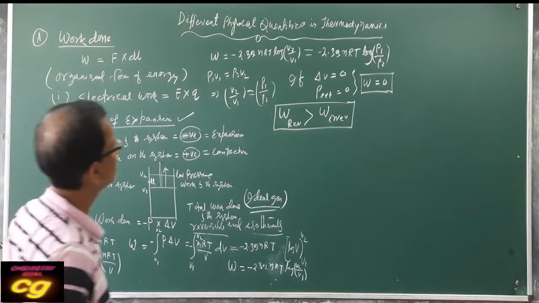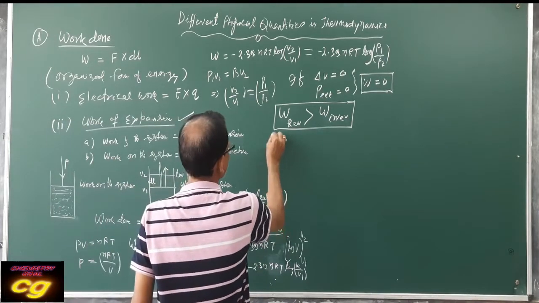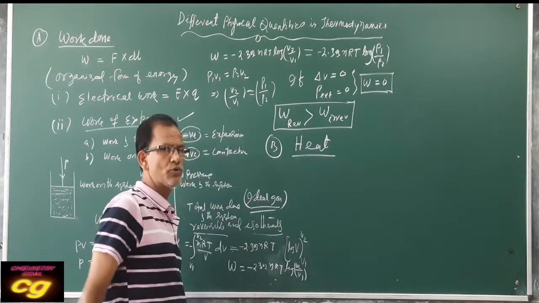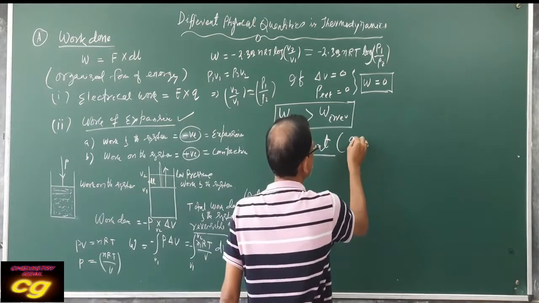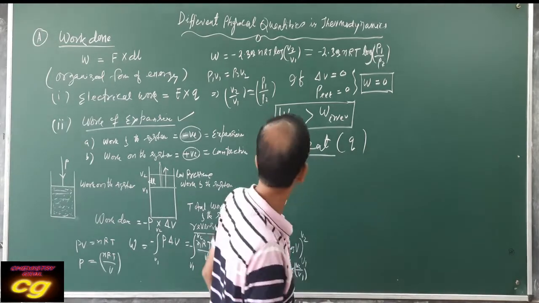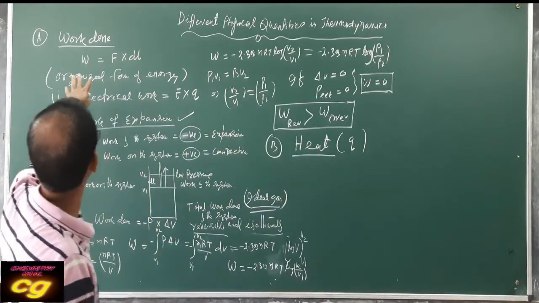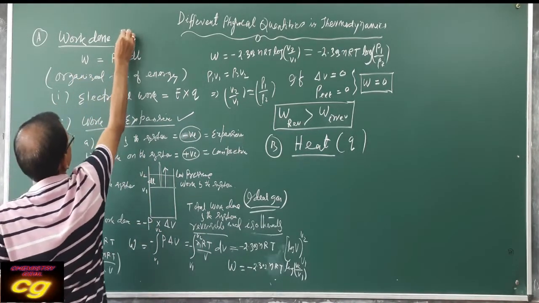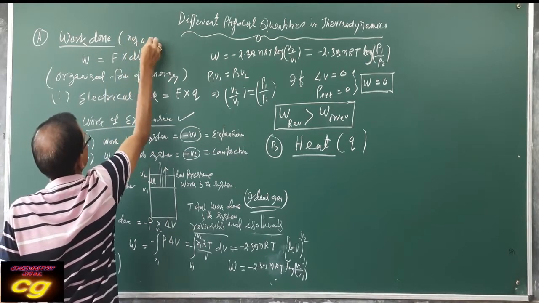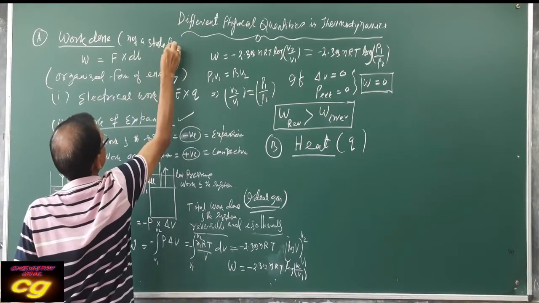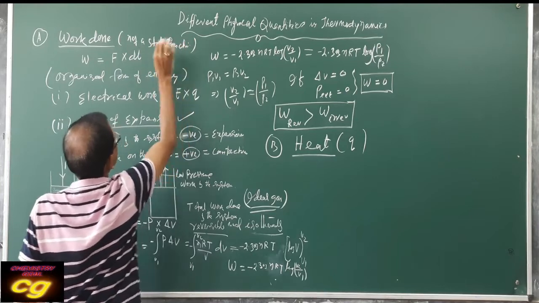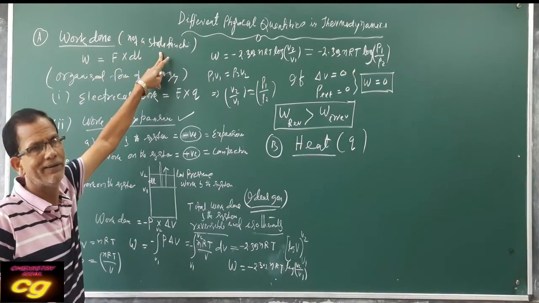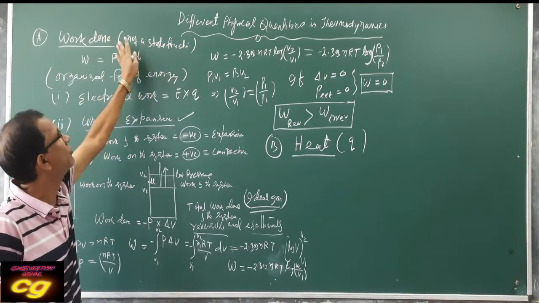Then another important term is heat. Heat is written with the symbol Q. Like work done, it is not a state function, because it depends upon the path. As it depends upon path, it is not a state function.